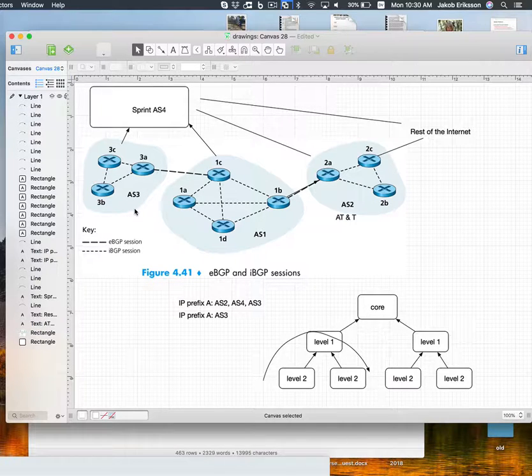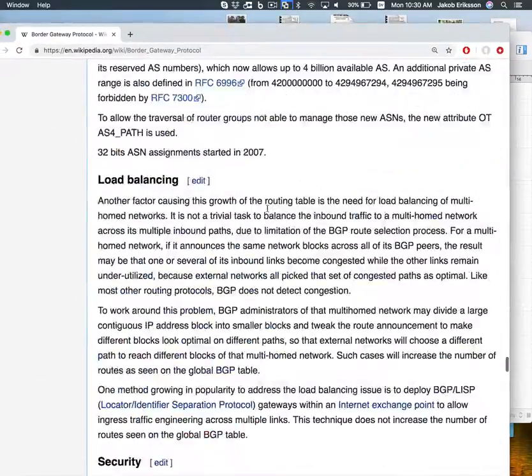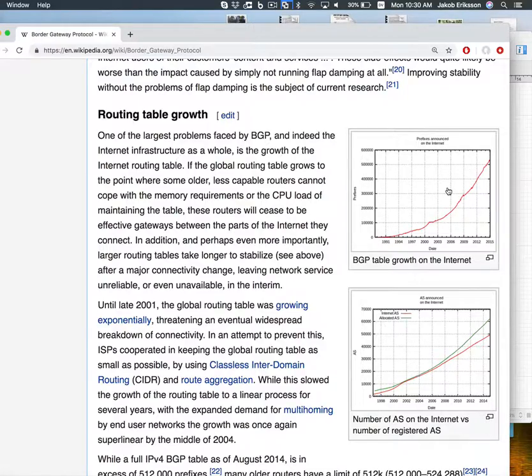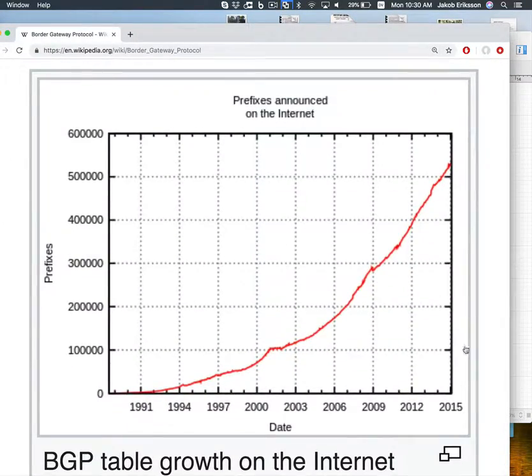So I pulled up this Wikipedia page. How many routing prefixes are there? So this is a little bit outdated. That's from 2015. But look at this. Even then, there was more than 512,000 routing entries.